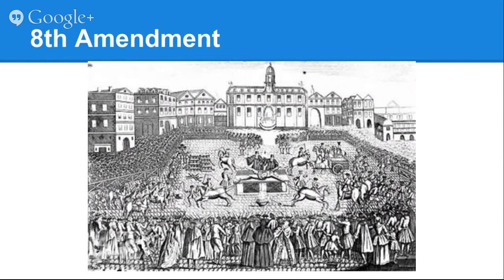Well, even though we're going to punish you, we're not going to do it cruelly, we're not going to do it in some weird, unusual way. And so you have the freedom from cruel and unusual punishment. This picture here is someone being drawn into 4 pieces till their body is ripped into 4. We're not going to do that to you.